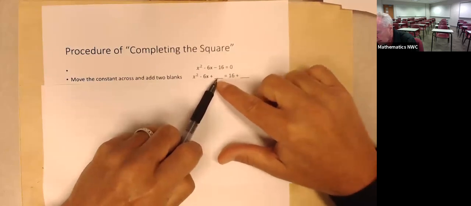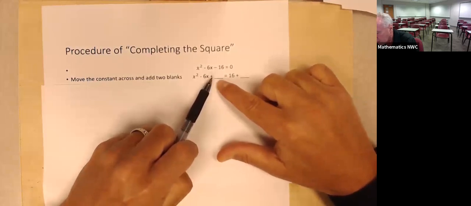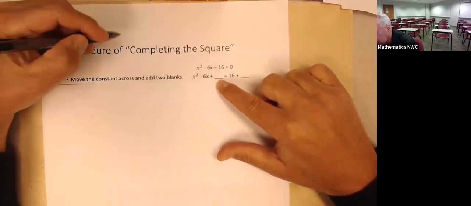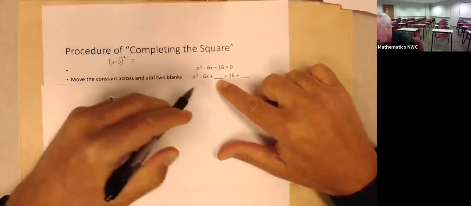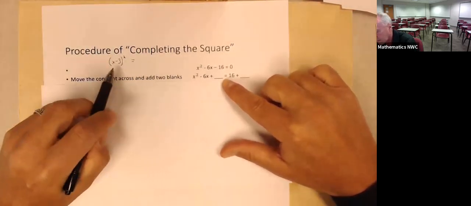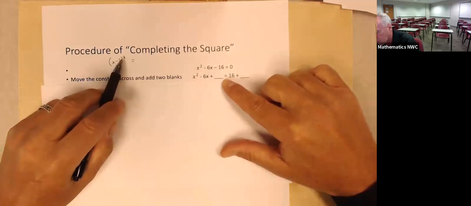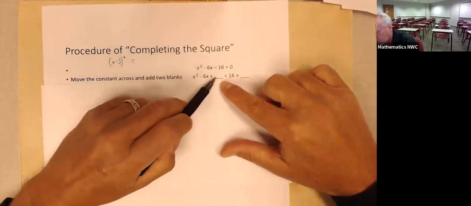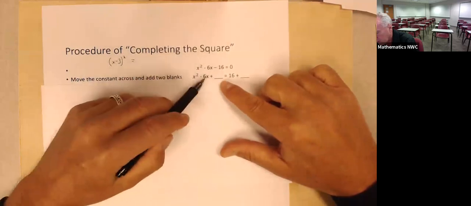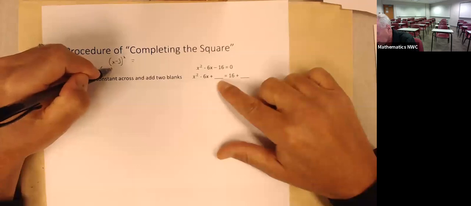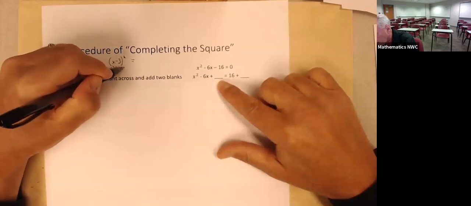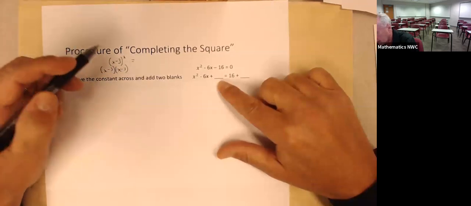The reason I'm adding a blank here is I'm going to put a number in there, a well-chosen number, to make this left side into x minus 3 squared. I want this whole left side to be a quantity squared. I have to choose the correct number. It has to be a perfect square, like this, x minus 3 times x minus 3.